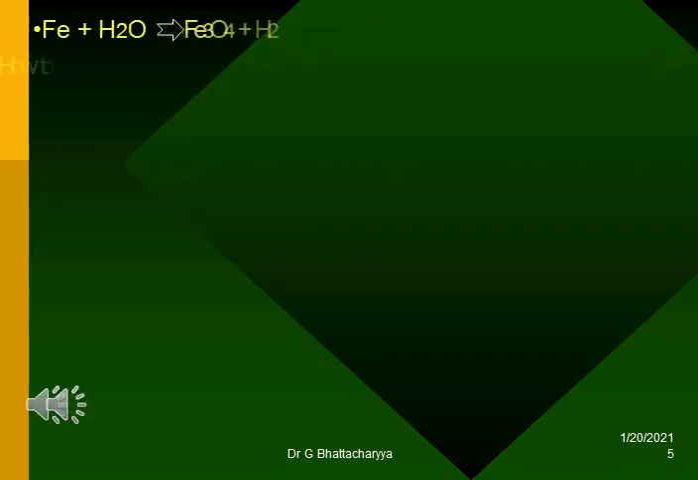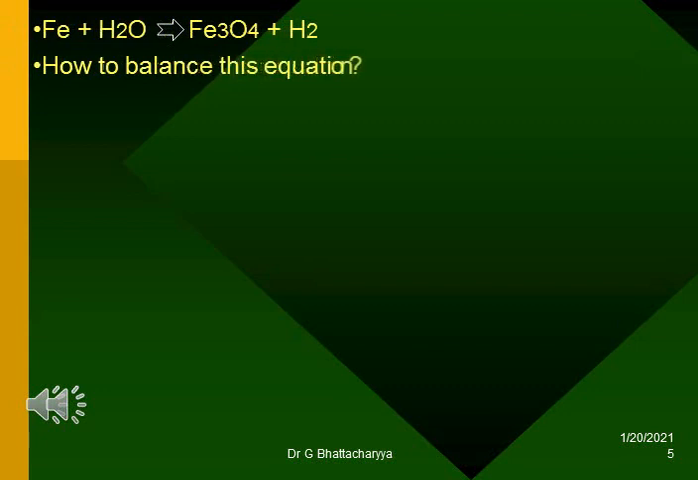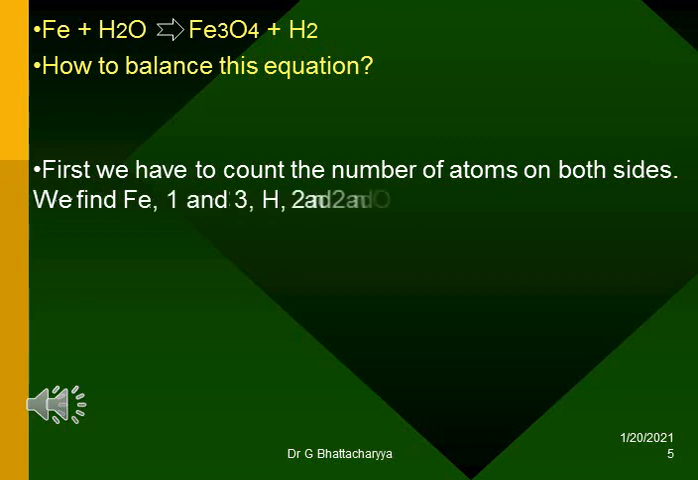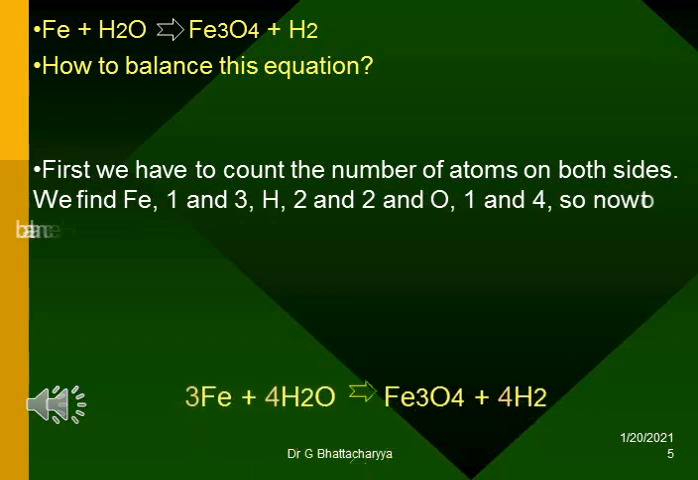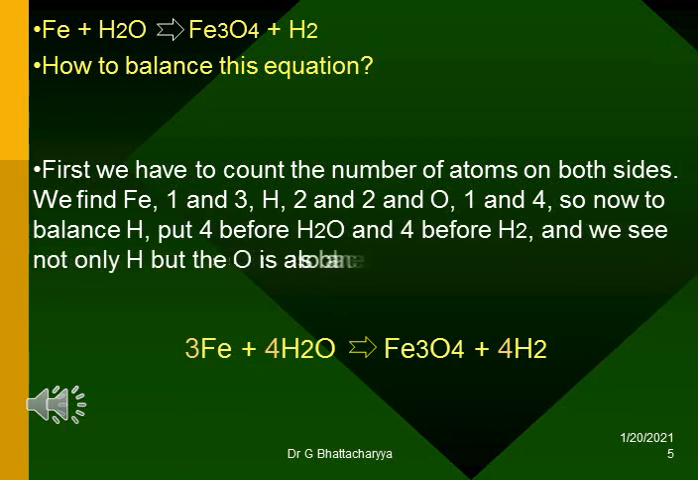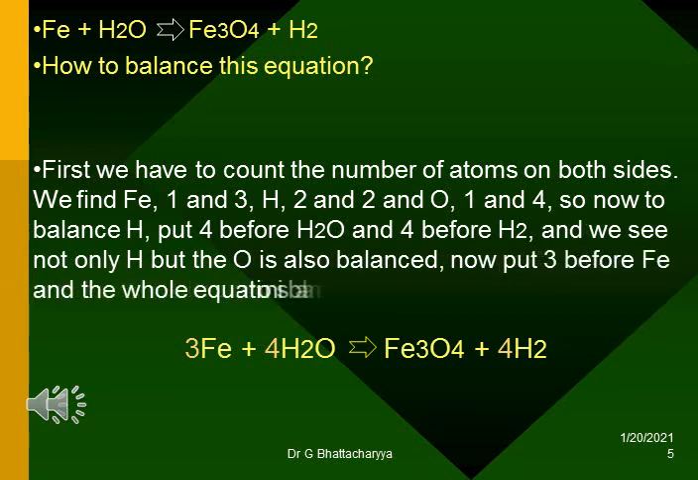Fe plus H2O gives Fe3O4 plus H2. How to balance this equation? First we have to count the number of atoms on both sides. We find Fe 1 and 3, H 2 and 2, and O 1 and 4. So now to balance H, put 4 before H2O and 4 before H2, and we see not only H but the O is also balanced. Now put 3 before Fe and the whole equation is balanced.